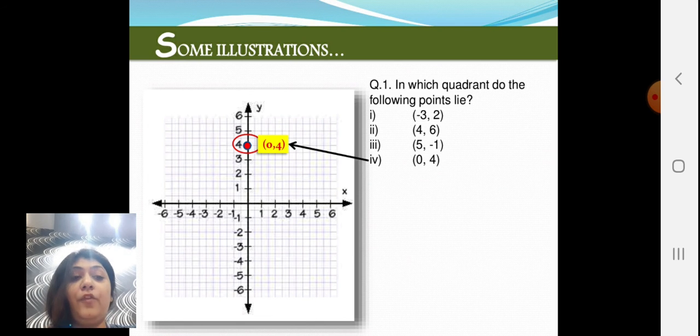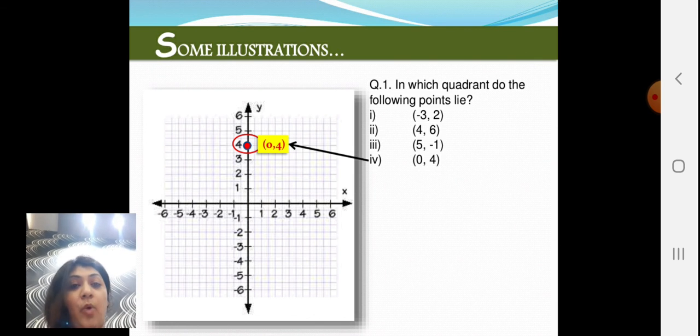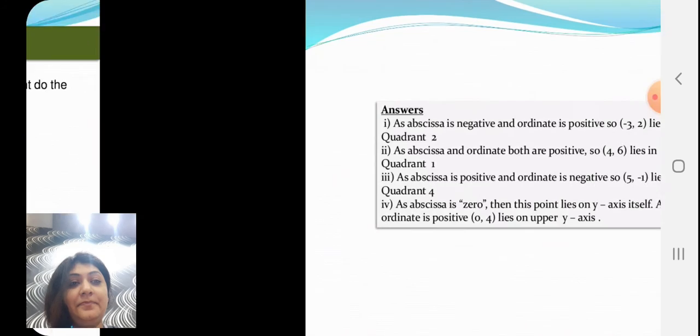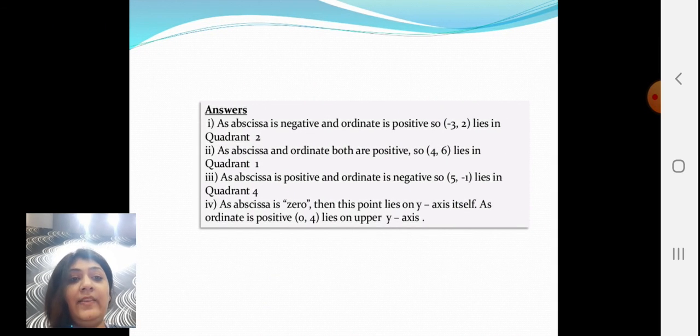And the fourth point is (0, 4). Now 0 represents x and 4 represents y. So that is not lying in any of the quadrants, but it is lying on the y-axis. You can see the answers which we have just discussed.